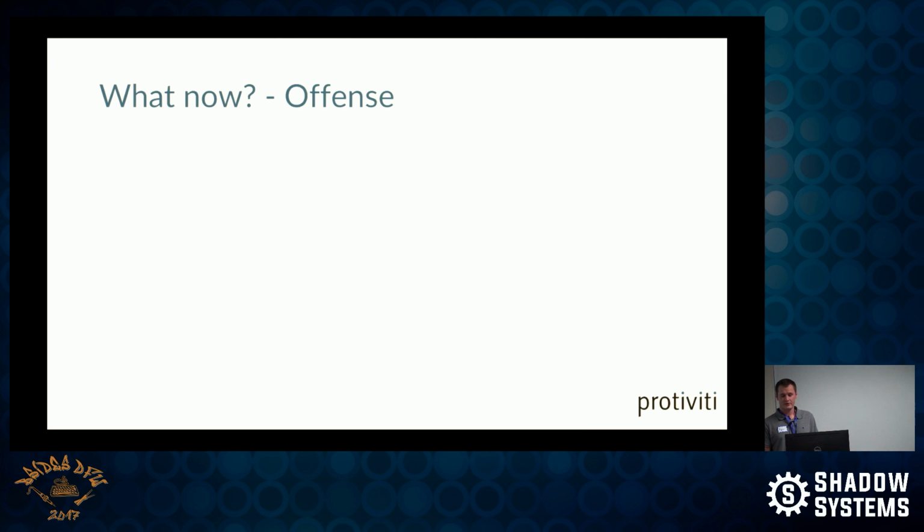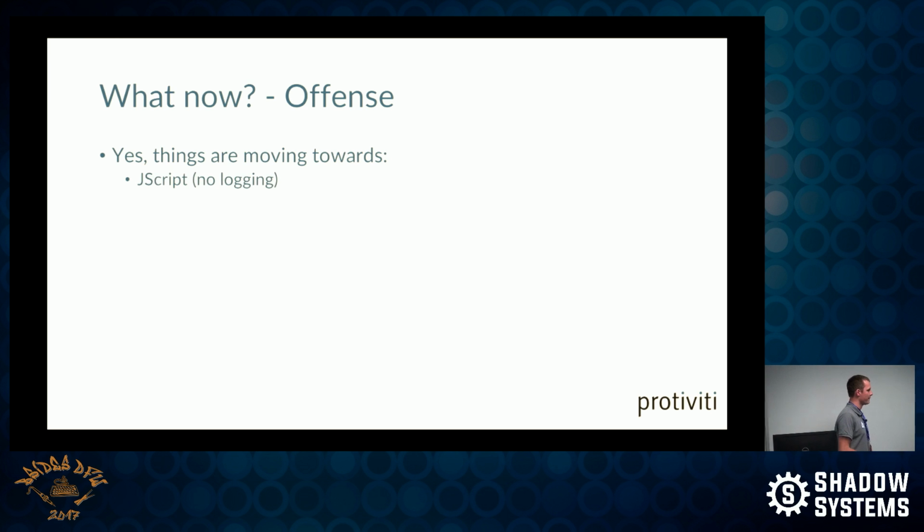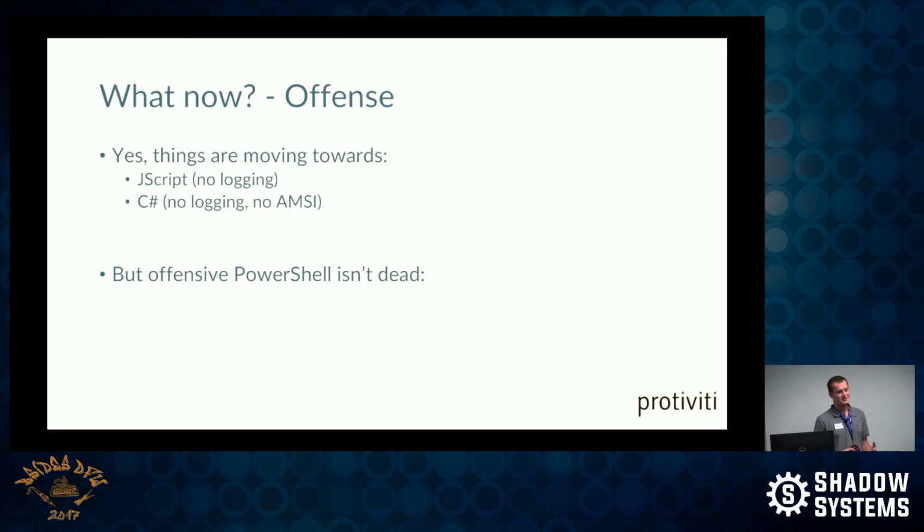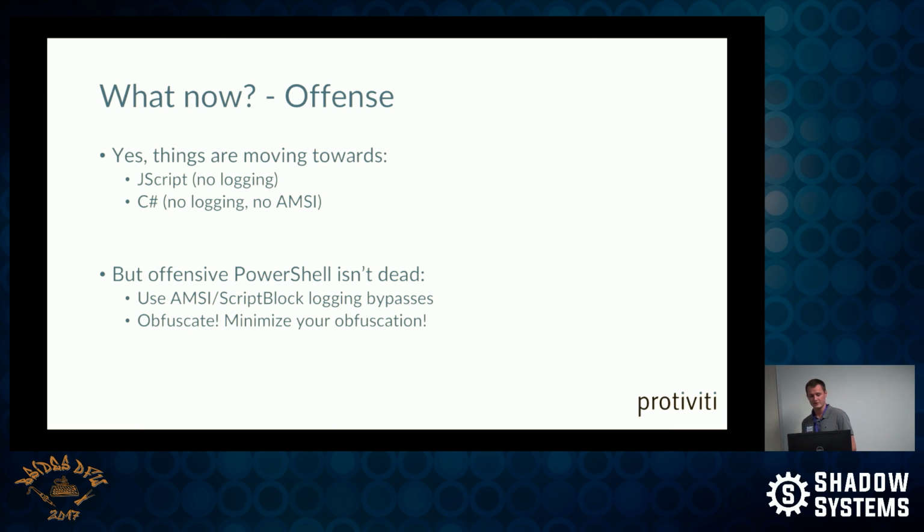From an offensive perspective, absolutely things are going to be moving towards other languages with less protections than PowerShell, such as JScript. It doesn't have quite the same logging capabilities as PowerShell, and C# or .NET doesn't have the same logging capabilities and also doesn't take advantage of AMSI. But in the meantime, offensive PowerShell is not dead yet. Rarely you're going to run into the enhanced security features, and if you are, there's ways around them. Use your AMSI and script block logging bypasses. Use obfuscation, minimize your obfuscation, and hopefully PSAmsi can help you to do that.